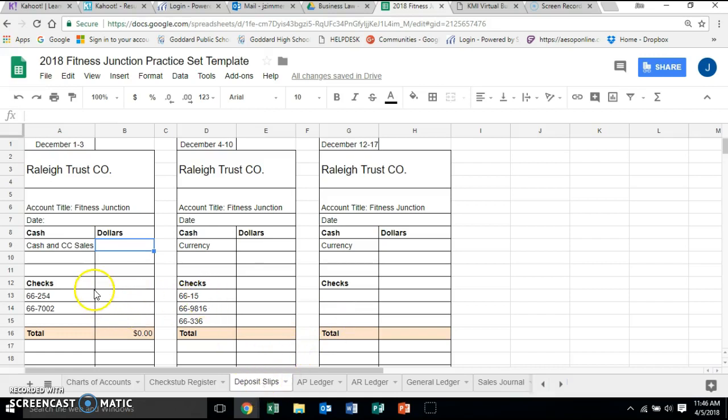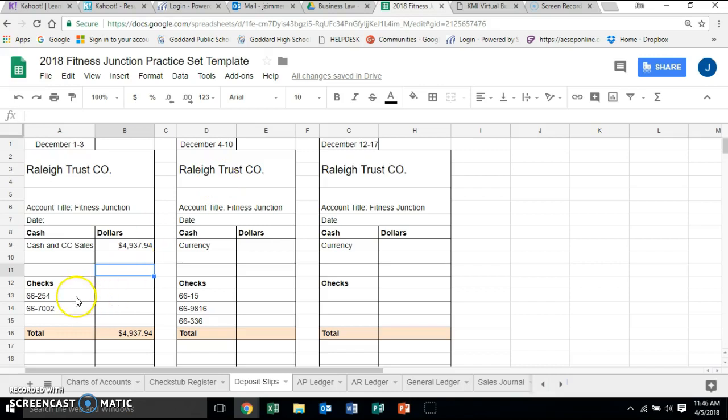So with your deposit slips, you're going to deposit the cash and credit card sales amount. Remember that total, they had the total of both cash and credit card sales in your previous form. You want to get that number and plug that in there. So it should be 4937.94. Should go right there.